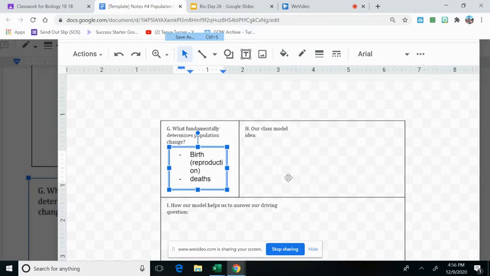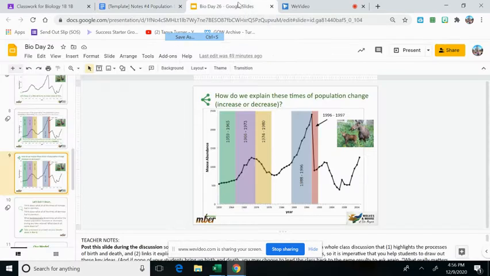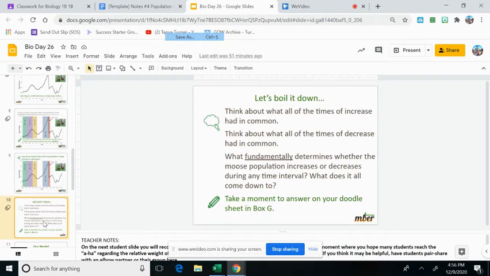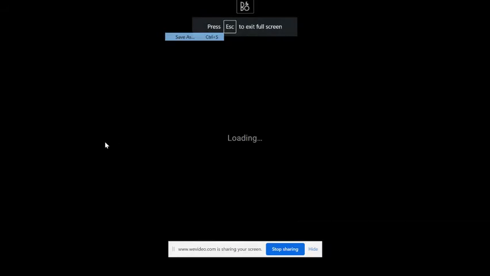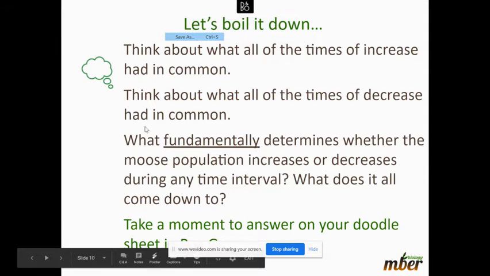All right. I'm not really sure how to get this next idea down, but we will figure it out, right? We always figure a way. All right, so we did all that. We wrote it down in box G.